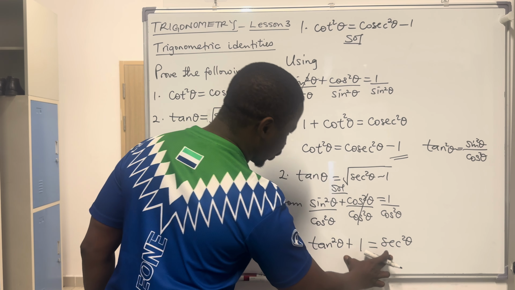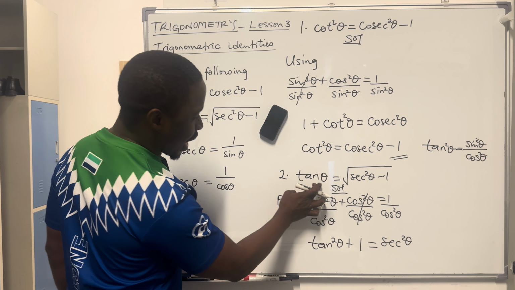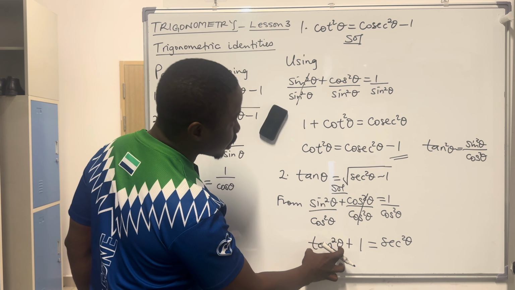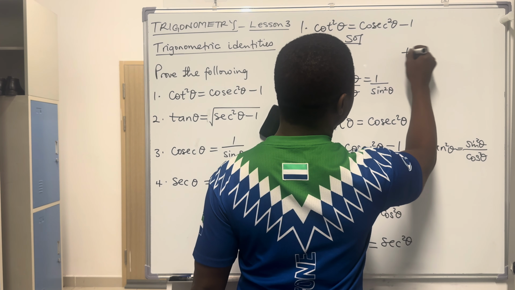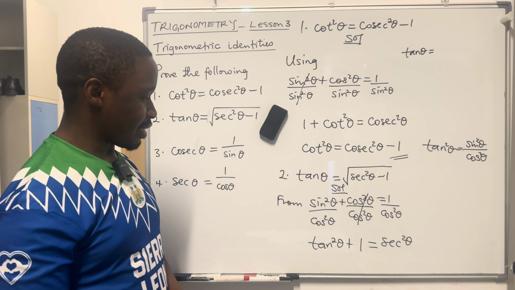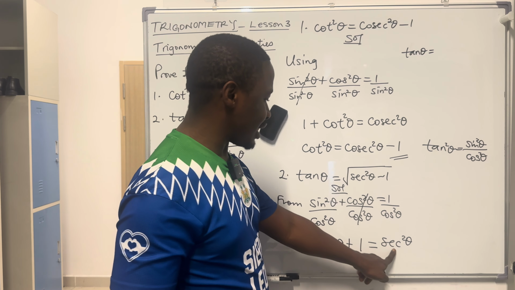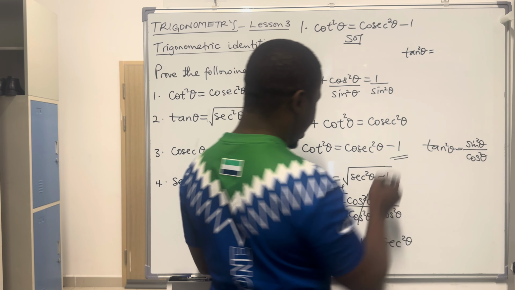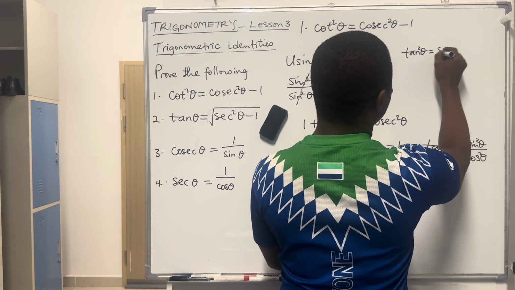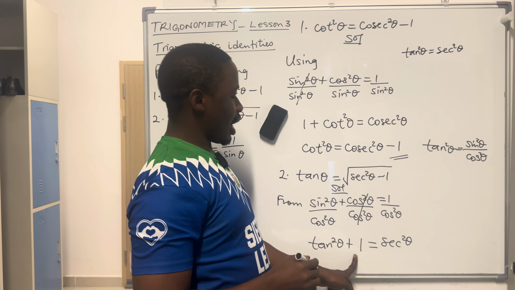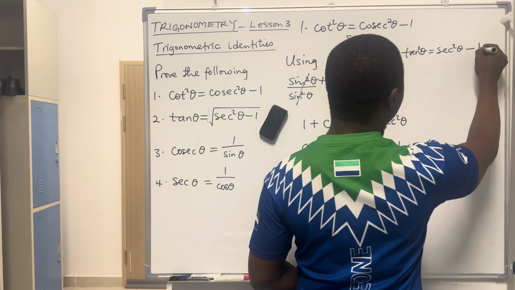This is not what we want to show. This is what we want to show, where tan stands alone. So let's allow tan to stand alone. So what do we say? We say tan square theta. Everything has to go to the right hand side. On the right hand side, there is sec square theta. This one has to go to the right hand side, minus 1.